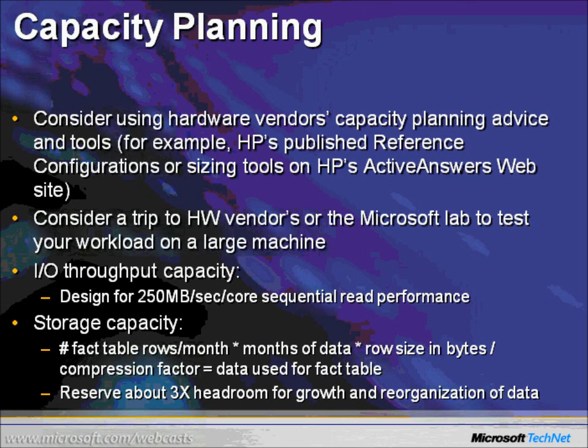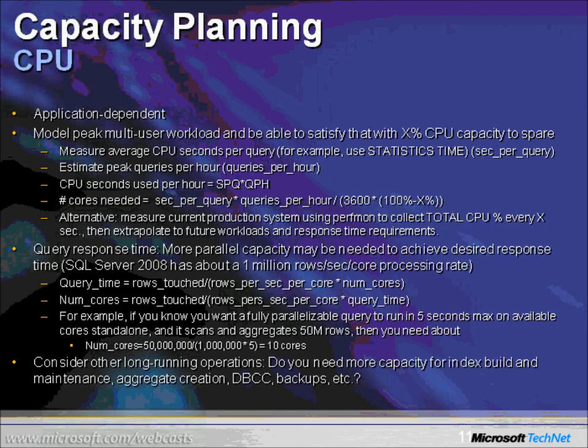Storage capacity, a rule of thumb is to figure out how many bytes of data you need for your database. For example, you can find out the size of a fact table from the number of months of data, number of rows per month, and row size in bytes. Multiply those together and divide by your compression factor, and that's the size of data that will actually be stored in your fact table. You should reserve about 3 times that for headroom for growth of the data and reorganization, in case you need to build a new index or reorganize the data, or partition in a new way.